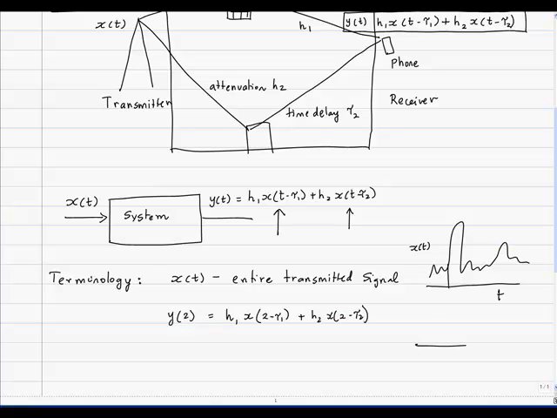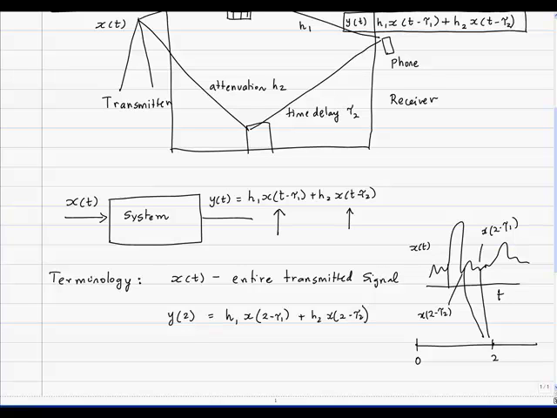What that means is this: let's say this is time 0, this is time 2. If I want to figure out the value of y here, I take two previous values of x. Say this is x of 2 minus tau 1, and this is x of 2 minus tau 2, and then I take a combination of them in order to produce one value of y of 2. But I need to do this for all values of t. That's why there is a relationship between the entire signal y of t and the entire signal x of t.